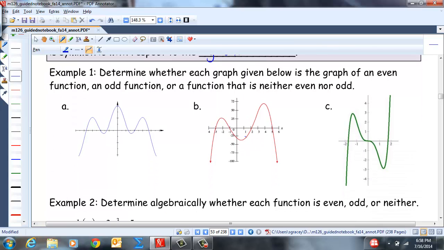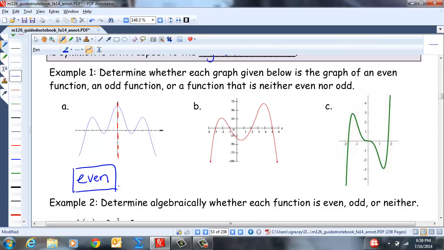Okay, so here we go. Determine whether each graph is the graph of an even function, an odd function, or a function that is neither even nor odd. So in the first one, if I look to fold this graph on the y-axis, do you see we would have symmetry? So this one would be considered to be even, because we just learned that if you have symmetry with respect to the y-axis, you have an even function.